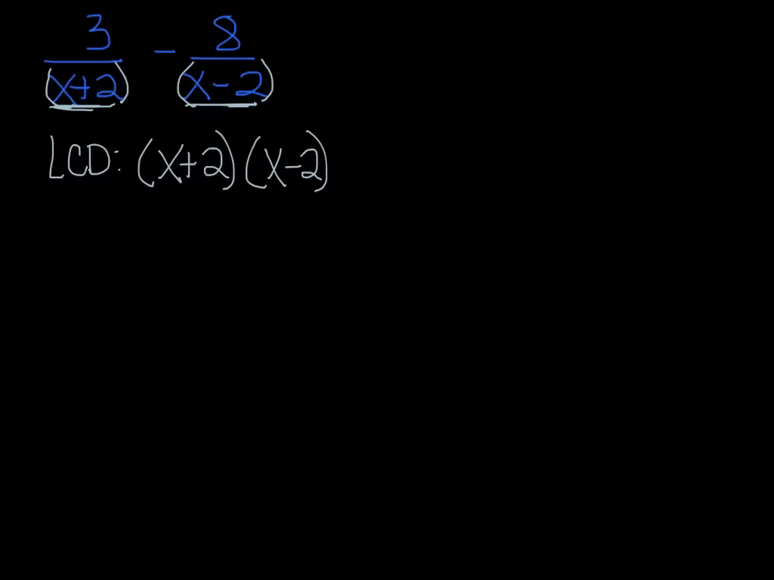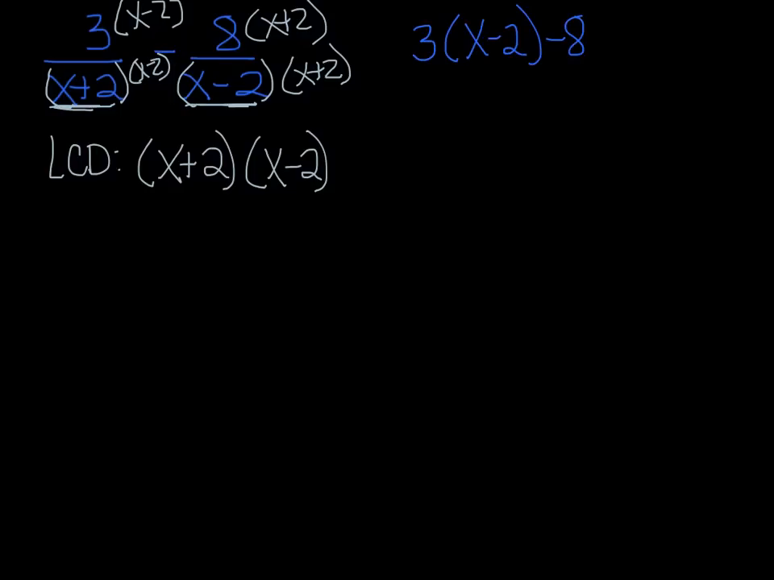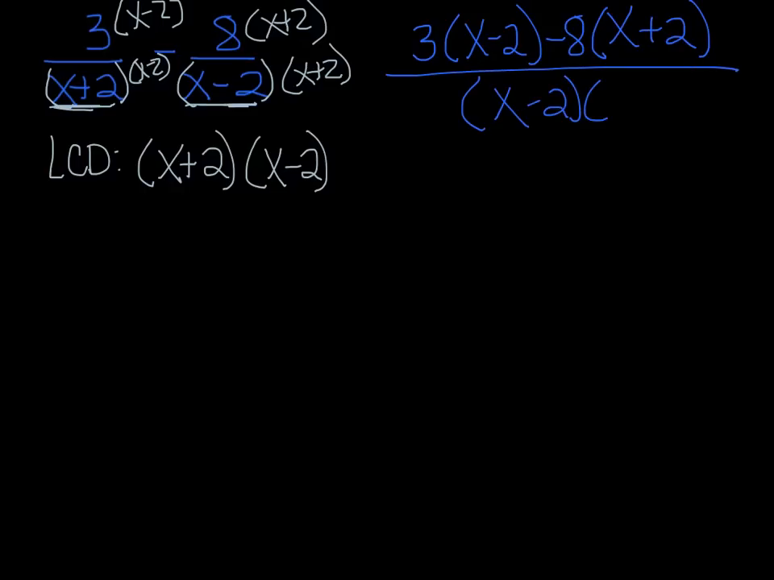That means I'm going to have to multiply this one by x minus 2 on top and bottom, and this one by x plus 2 on top and bottom to give us that common denominator. Alright, so let's multiply that out. We've got 3 parentheses x minus 2 minus 8 parentheses x plus 2, all over our common denominator of x minus 2 times x plus 2. We don't ever want to multiply this bottom part out. Just leave it factored. Leave it alone.